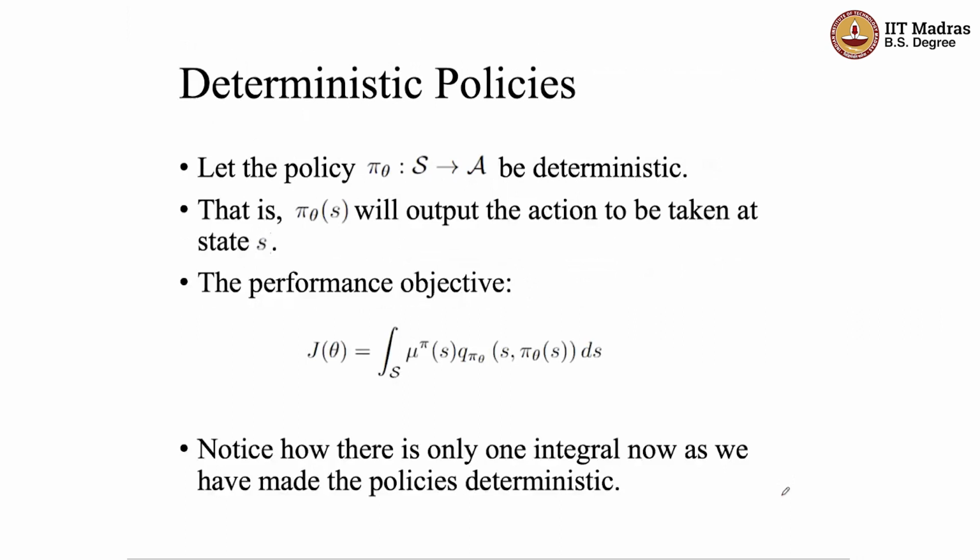So let's set up a little notation here. The policy, earlier, was a mapping from states and actions to a probability. Now we'll just assume that it is a deterministic policy. So pi of s is essentially the action that you have to take at state s. And our performance objective now becomes something much simpler. Now you only have an integral over s of mu pi of s and Q pi of s comma pi of s. There is no need to do the integral over a because we have only one action that you will take for a policy pi. So is that clear? Now we can already see where things are going to be much simpler for us.